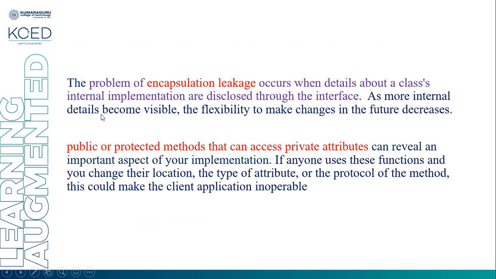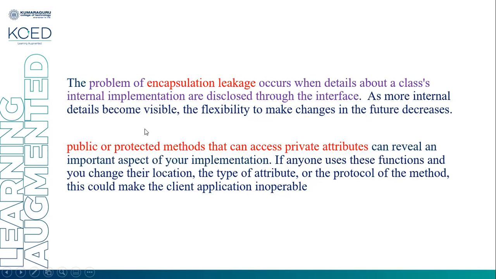The problem of encapsulation leakage is a very important problem. It occurs when details about the class's internal implementation are disclosed through the interface. As more internal details become visible, the flexibility of making changes in the future decreases. Public and protected protocol can access the private attribute and can reveal an important aspect of your implementation. If anyone uses this function and you change its location, the type of attribute, or the protocol of the method, this could make the client application inoperable.